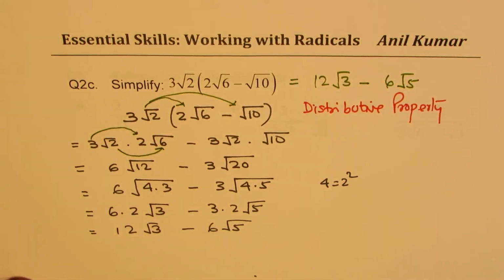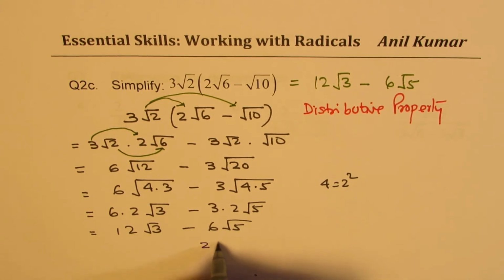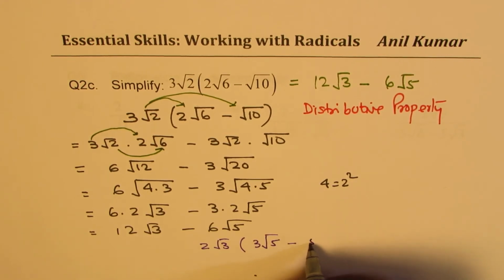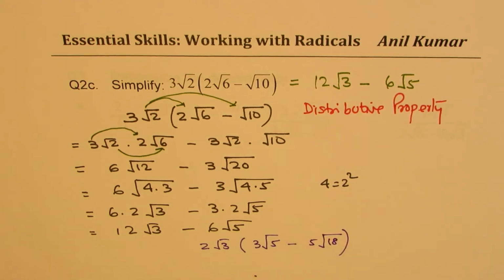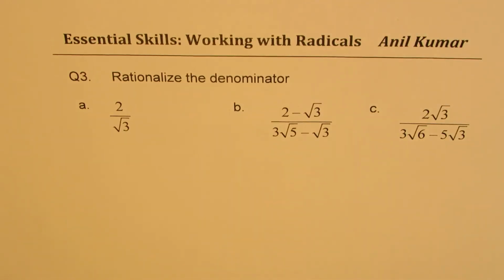Is that okay? Perfect. So now as an exercise, just to practice, you could take up an example which is 2 square root 3 times 3 square root 5 minus 5 square root 18. Okay, so let this be your question. So simplify this one. Let's move on, take the next question, which is on rationalization.